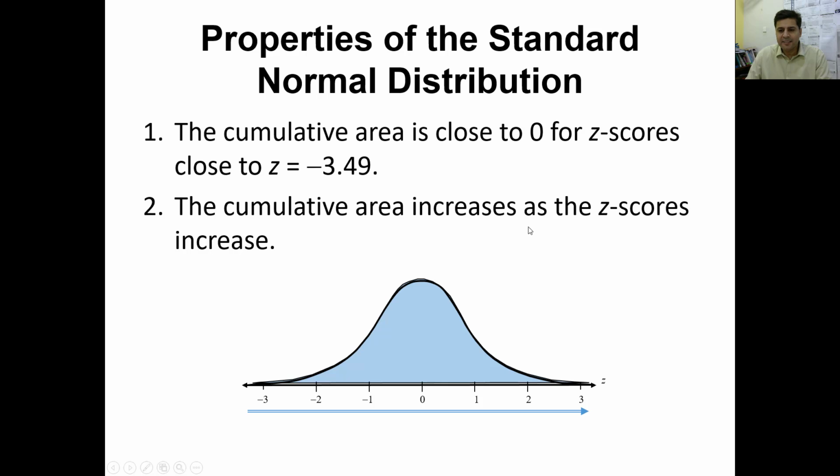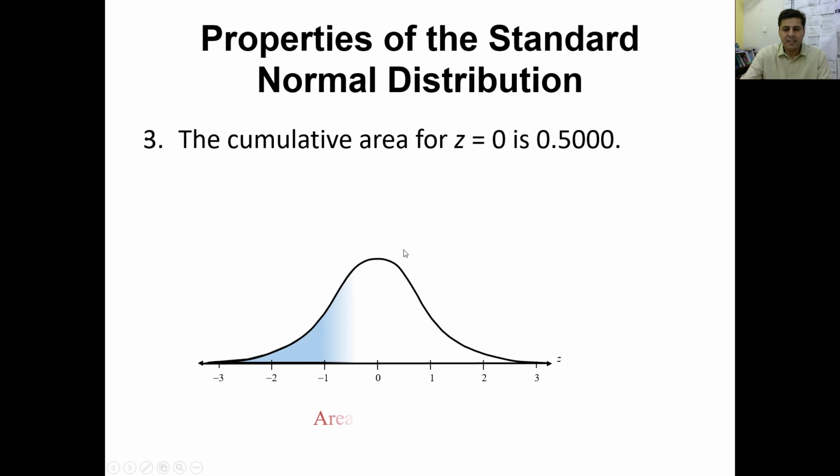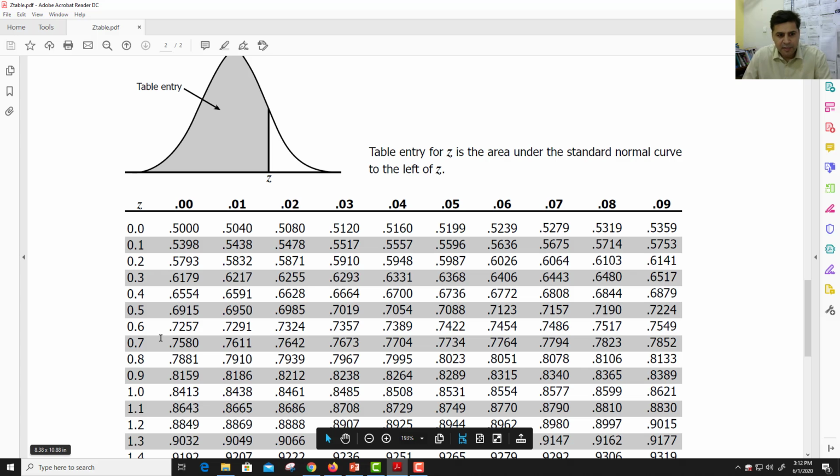The cumulative area increases as the z score increases. So the z score will go up when the cumulative area is also going up. What will be the value of the cumulative area at z equal to 0? It means from minus infinity to z you cover 50% of the area. So the table will show us this specific value. For z equal to 0, the area which will be covered will be 0.50. So you can see when z is equal to 0, this will be half the area of this whole distribution, this curve, meaning 50% of the area will be covered.